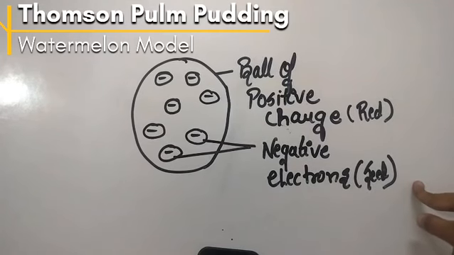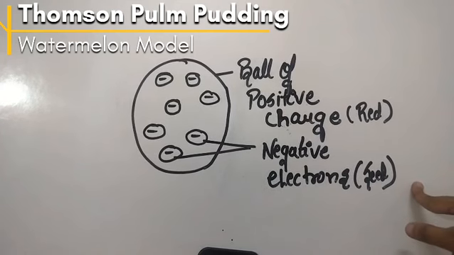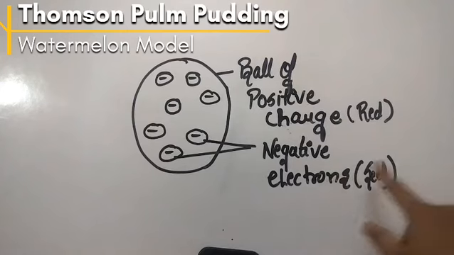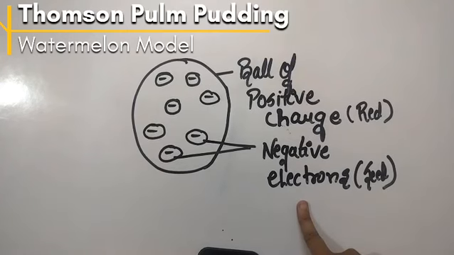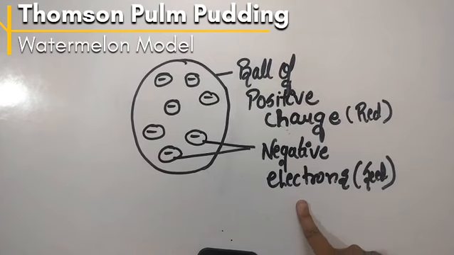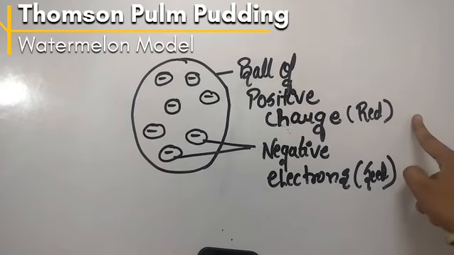Now, why did he consider it a plum pudding model? Because there is a pudding and we are putting plum seeds into the pudding, so these plum seeds play the role of the negatively charged electrons and the pudding plays the role of the positively charged particle.